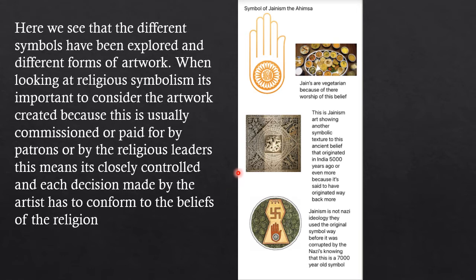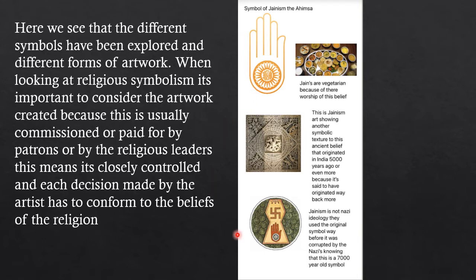They also have around 6 million followers, and the majority of them are living in India at the moment. Now, their culture is very interesting. They believe that there is no God, but there is a soul. And the goal for a Jainist is to find enlightenment and to find a kind of tranquil, peaceful life. So we can kind of see that here with the different symbols.